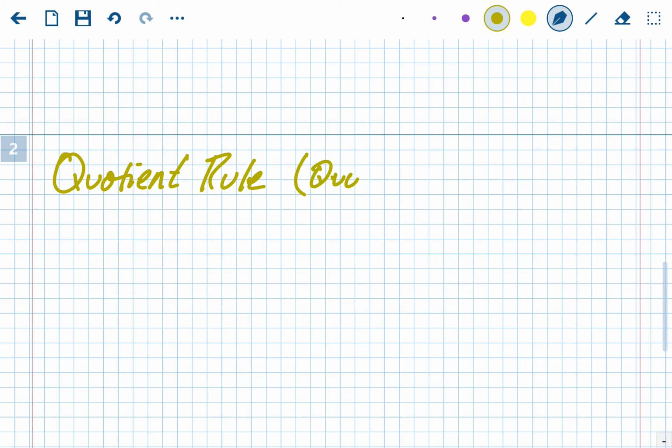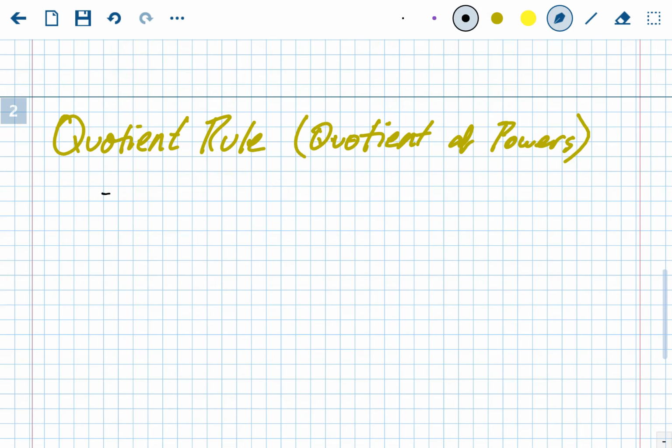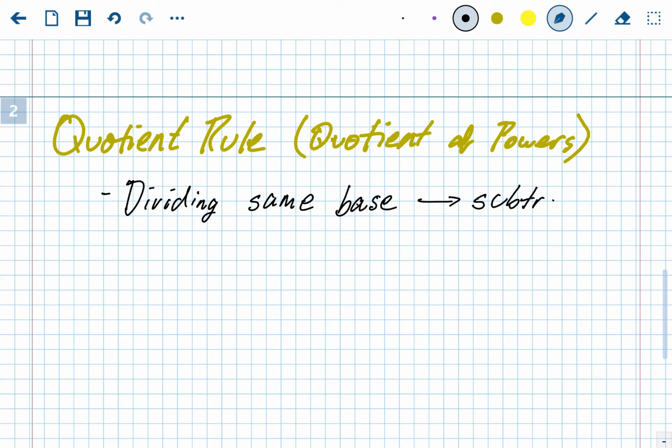All right, the next rule is the quotient rule, or the quotient of powers. It's very similar to the product rule, but this one states that if you're dividing the same base, you want to subtract their exponents. So if you're dividing the same base, you subtract the exponents.